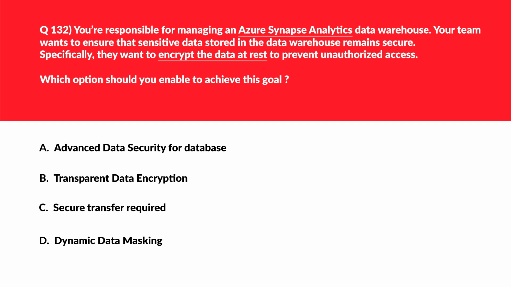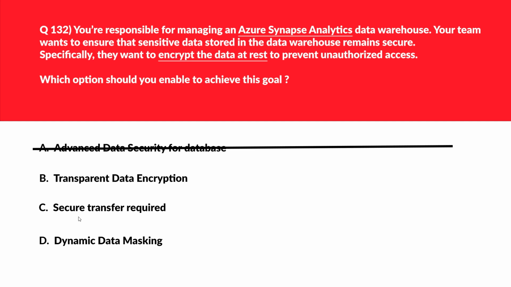Alright. Let's tackle some questions related to Azure Synapse Analytics. We have done the hands-on for it. We'll look at option A first. A says advanced data security for database. This feature focuses on security assessments and vulnerability detection, but it doesn't address data encryption at rest as required by the question. Hence, incorrect choice.